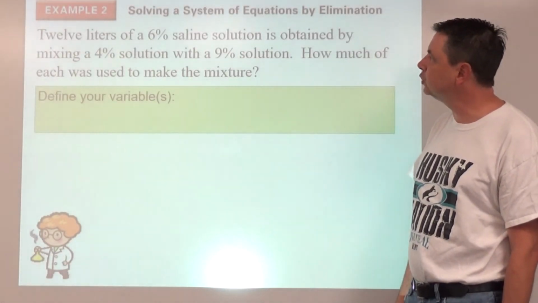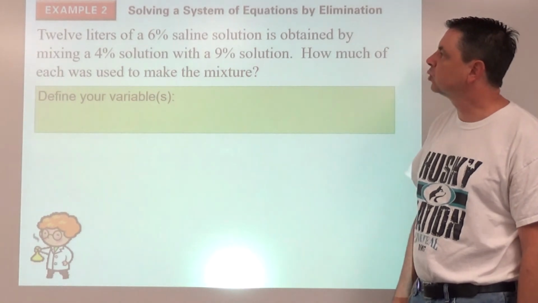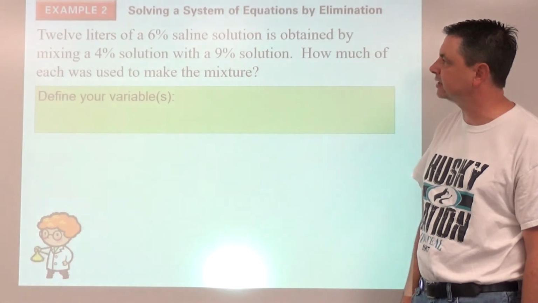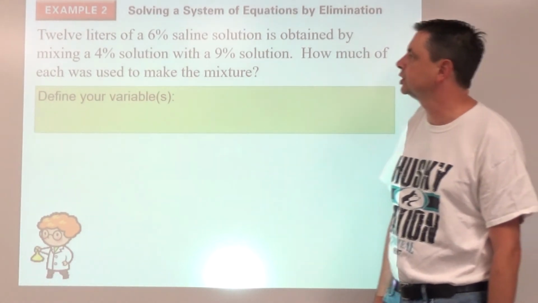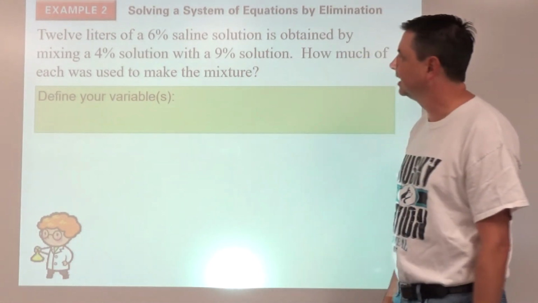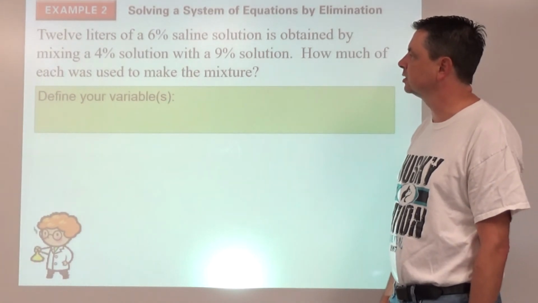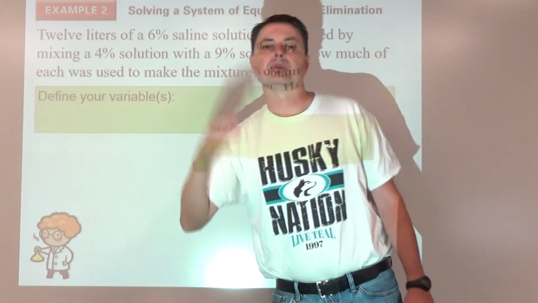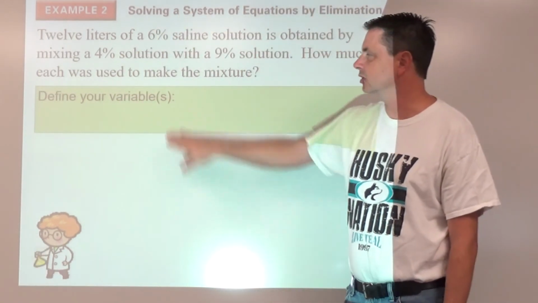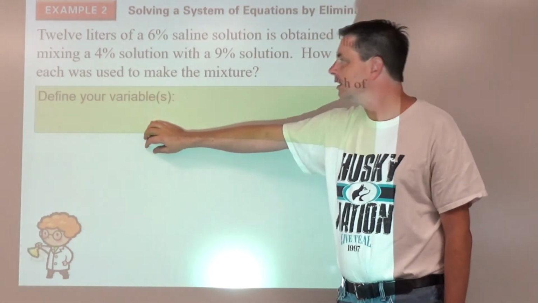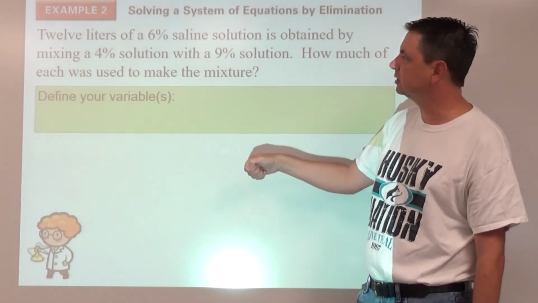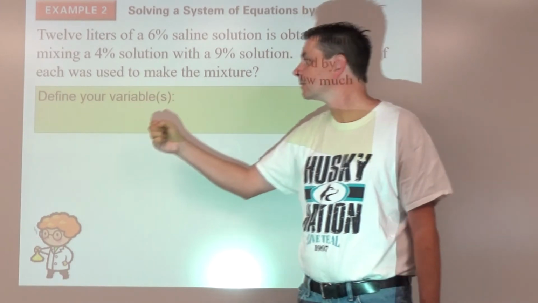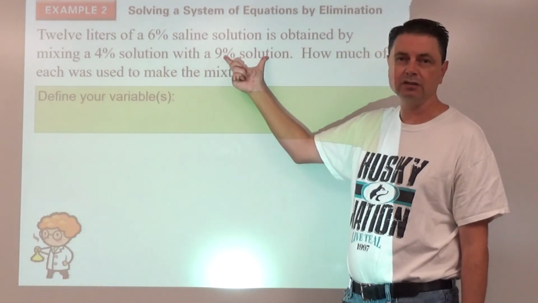All right, example number 2, little chemistry problem. 12 liters of a 6% saline solution is obtained by mixing a 4% solution with a 9% solution. How much of each was used to make the mixture? Again, there's our question, how much of each? So there's where we've got to start thinking variables. Define our variables. X could be the amount of this one, the 4%. Y could be the amount of this one.